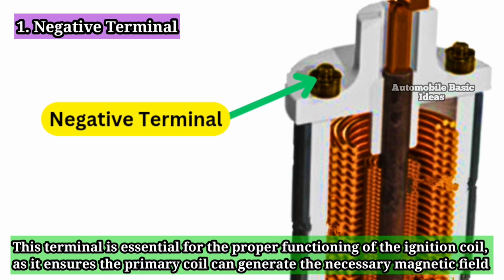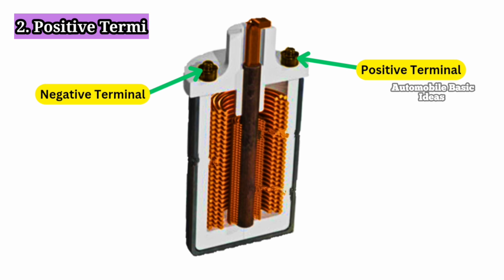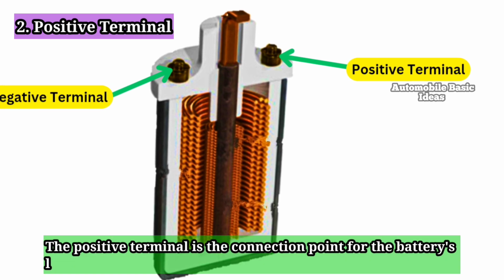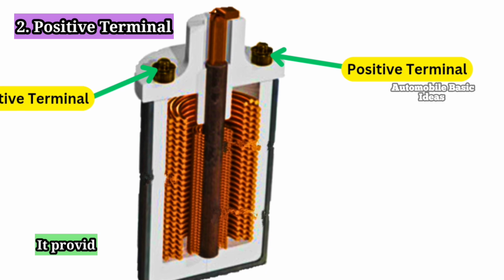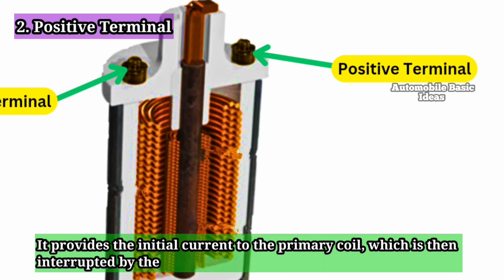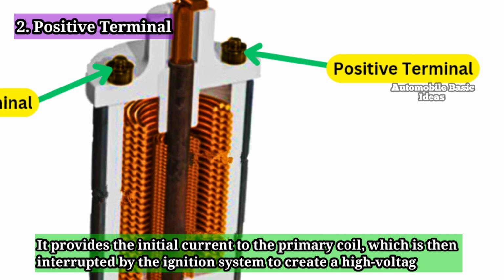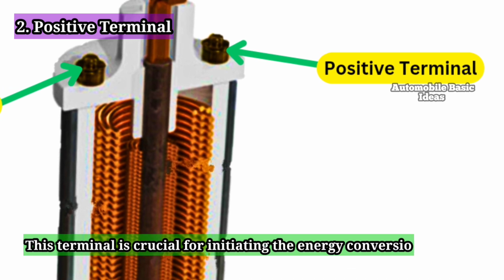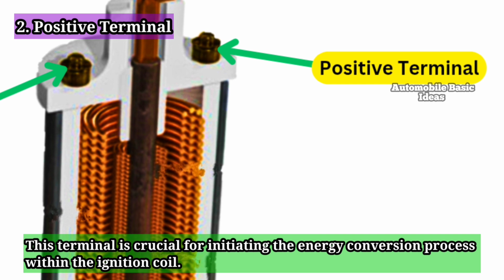the necessary magnetic field. 2. Positive terminal. The positive terminal is the connection point for the battery's low voltage supply. It provides the initial current to the primary coil, which is then interrupted by the ignition system to create a high voltage pulse. This terminal is crucial for initiating the energy conversion process within the ignition coil.